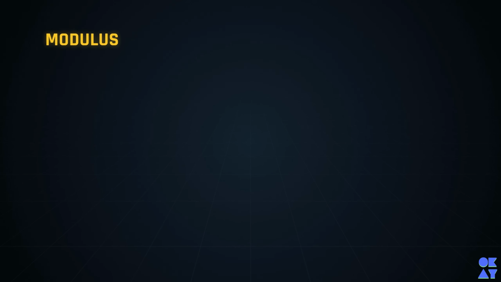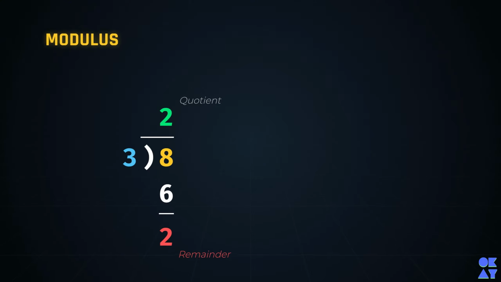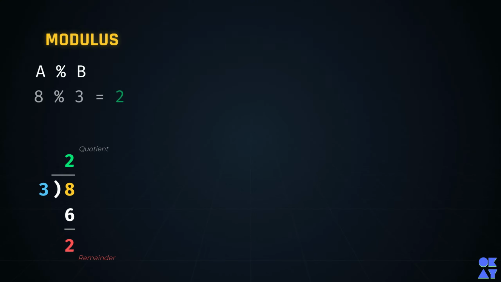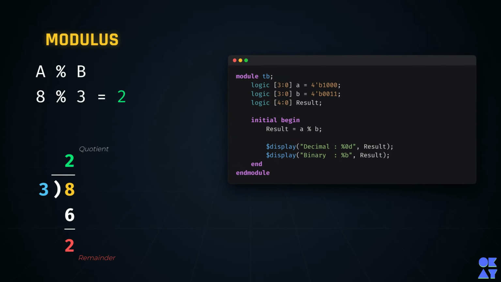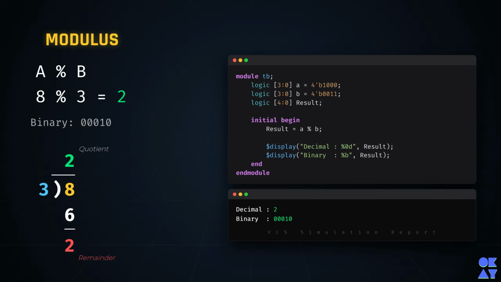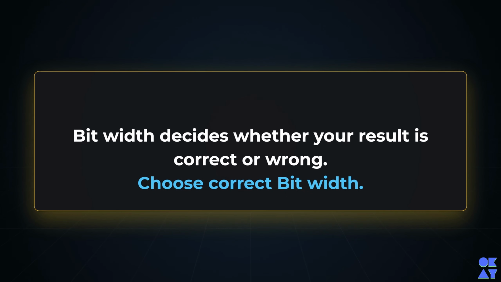Modulus. Modulus returns the remainder. A mod B, that is 8 mod 3. This gives the remainder. When you divide 8 by 3, quotient is 2 and remainder is 2. So the output is 2. In binary, 010. And if you look at the output, it matches. So always remember, bit width decides whether your result is correct or wrong. Choose correct bit width. And all the codes shown in this video are written in testbench, not in design code.